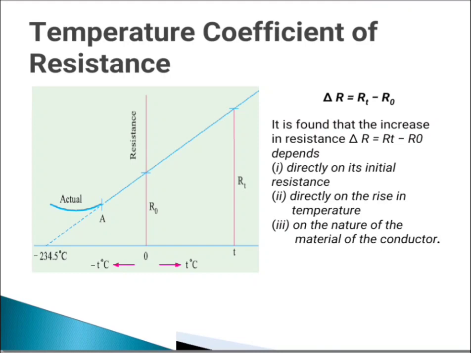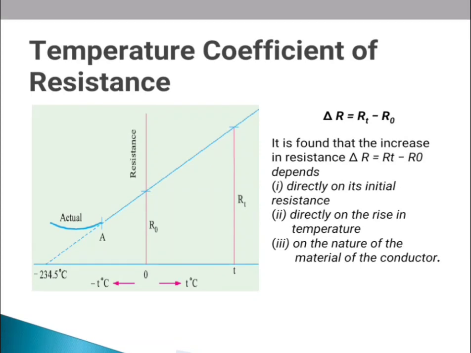Suppose a metallic conductor has a resistance R0 at a temperature of 0 degree Celsius. If it is heated to t degree Celsius, let us find the resistance at this temperature, which will be Rt. Considering the normal range of temperature, it is found that the resistance increases, and the change in resistance is given by delta R equal to Rt minus R0, where Rt is the resistance at the final temperature and R0 is the resistance at the initial temperature.